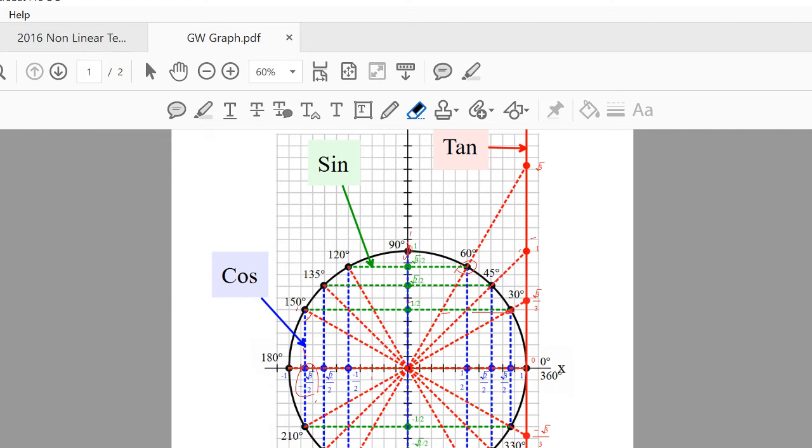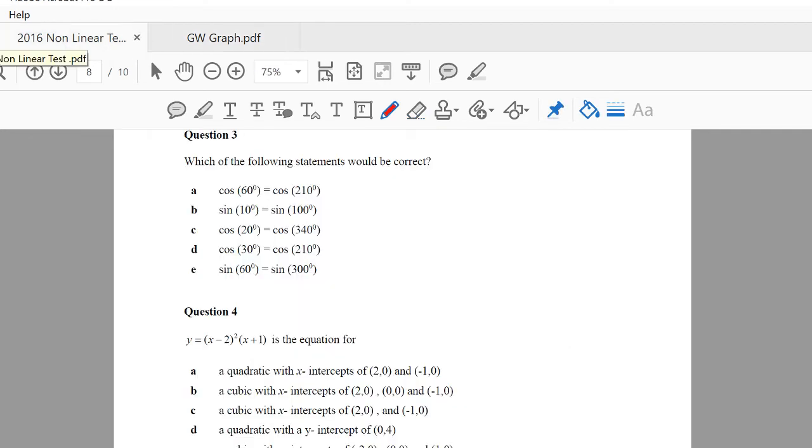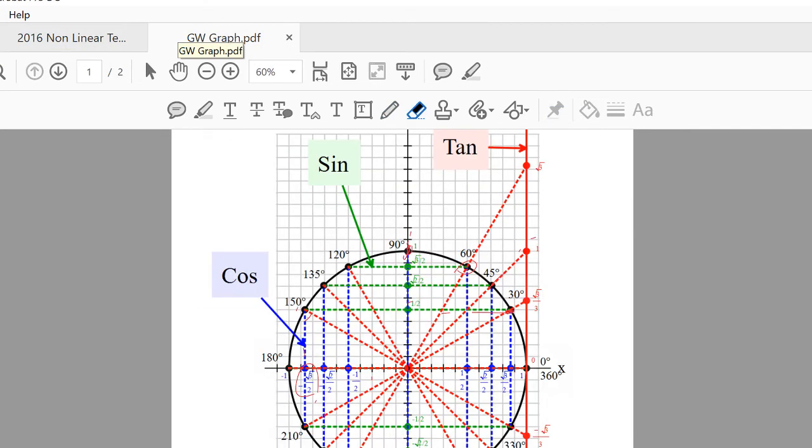So it's not A. Let's have a look at another possibility. What about sine 10 and sine of 100? Well, 10 degrees is about there, 100's up there. Do they have the same y value? They clearly don't, so it's not B.